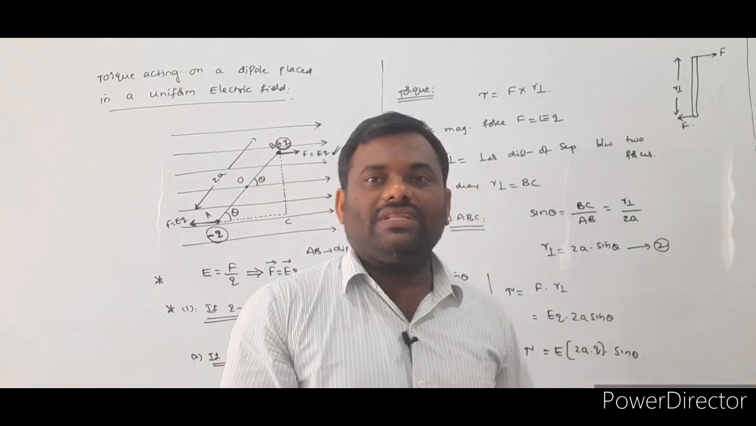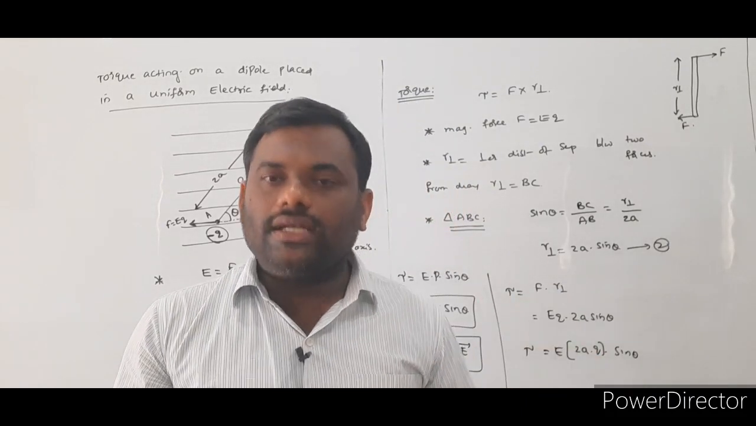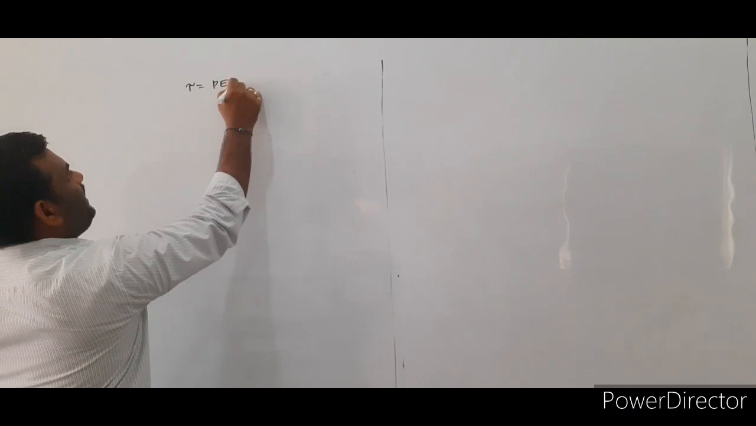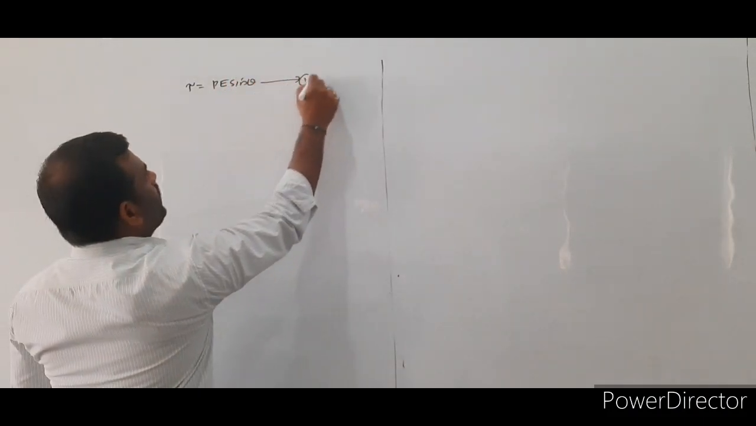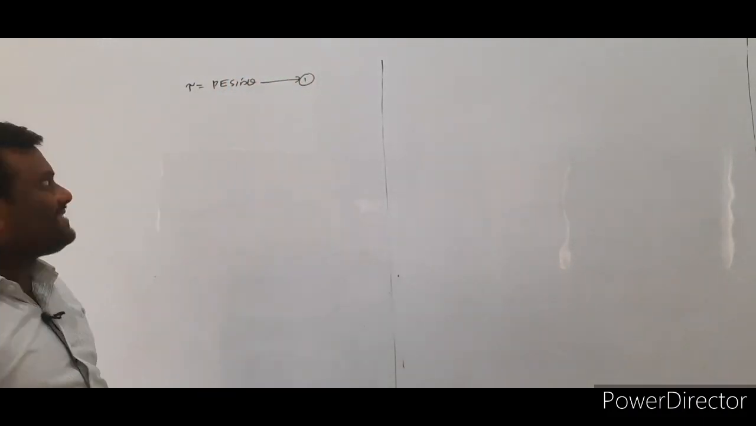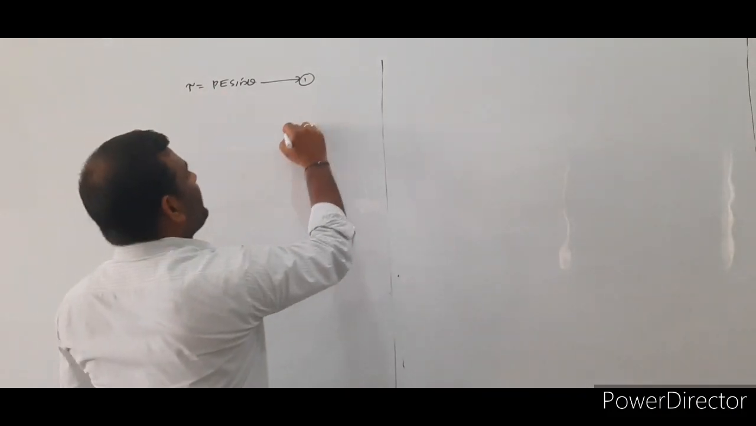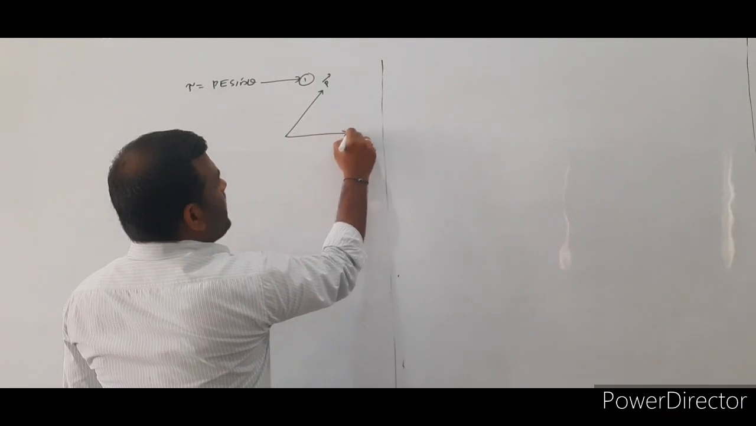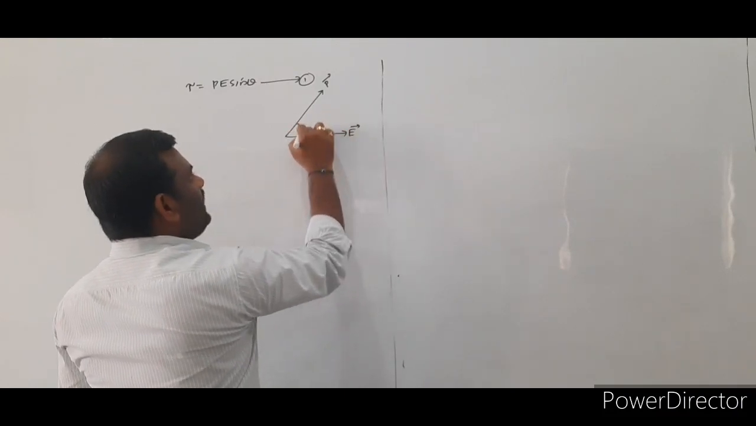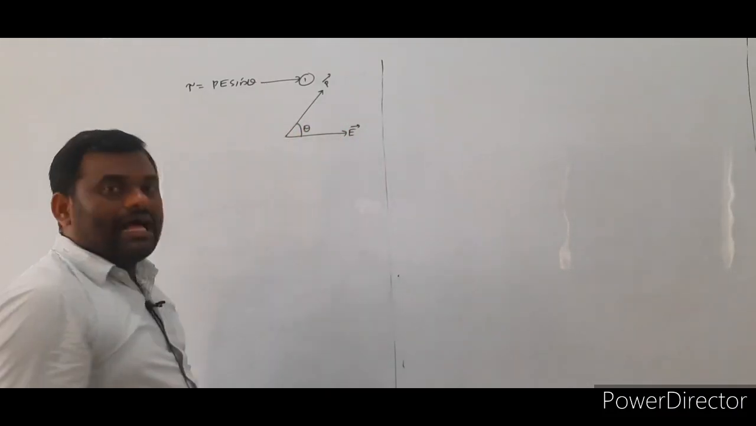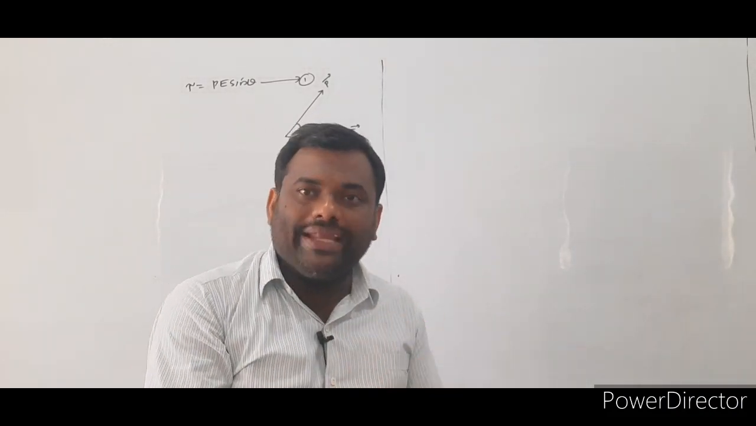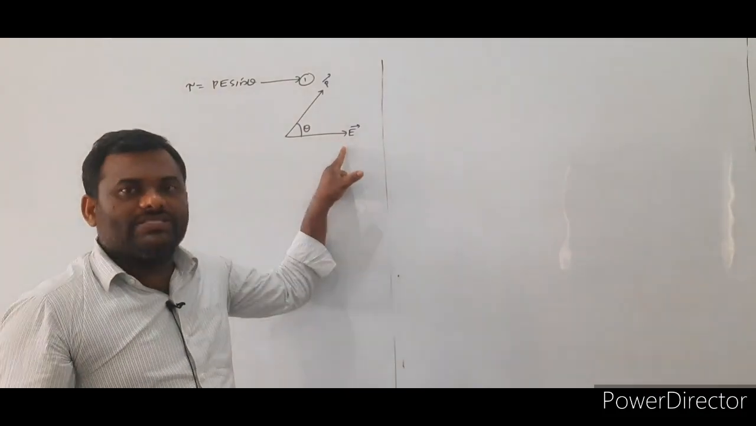Now we will discuss some of the special cases in the case of the torque. What we got as the expression for the torque? Torque tau is equal to PE sin theta. What is the theta here? This is the direction of the electrical dipole moment, and this is the direction of the electric field intensity. Theta is representing the angle between the dipole axis or electrical dipole moment and the electric field intensity.